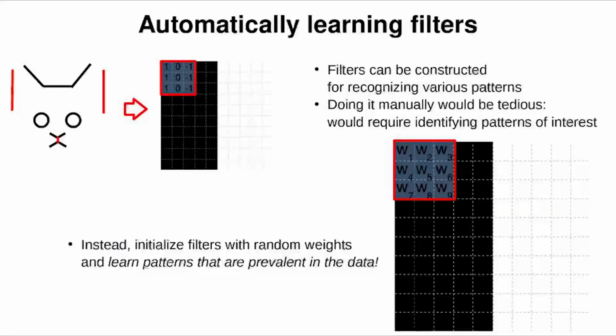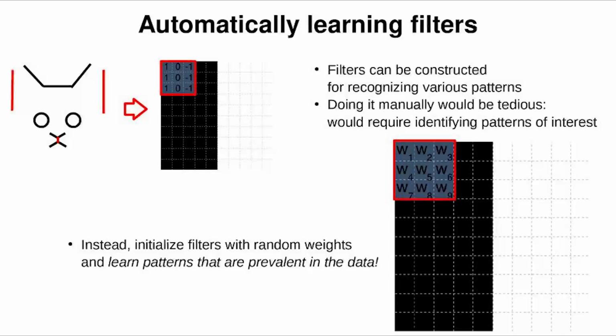A vertical edge filter can be used for detecting vertical boundaries between regions of different shades. Similarly, a variety of filters can be constructed for recognizing a wide variety of patterns. However, constructing such filters manually and hard coding them into our application would be tedious. It would require us to figure out what specific patterns we need to be looking for each category of objects that we want to detect. And we have done that with the head of the cat.